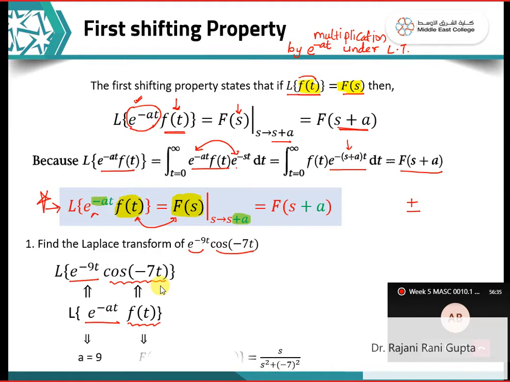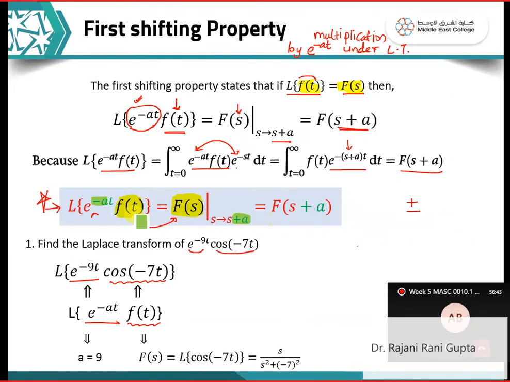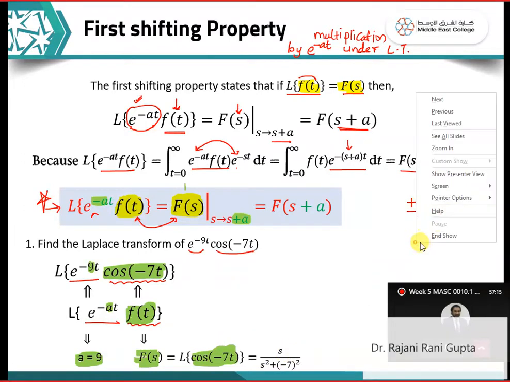So what does this give? This gives the value of a as 9, which we are going to substitute here. Then the function f of t is cos of minus 7t, and we are finding F of s. We find F of s by substituting the Laplace of cos of minus 7t, using the formula of cos of at.